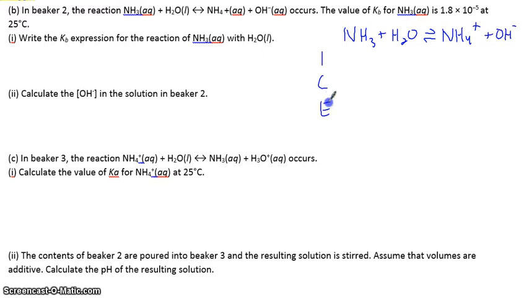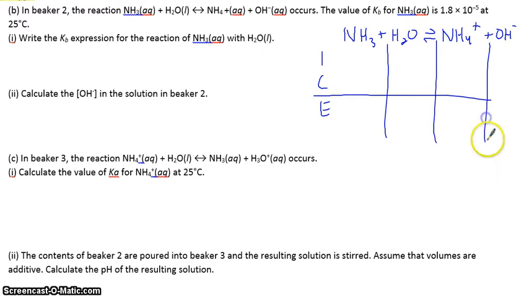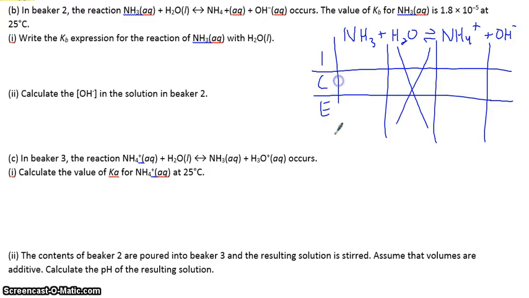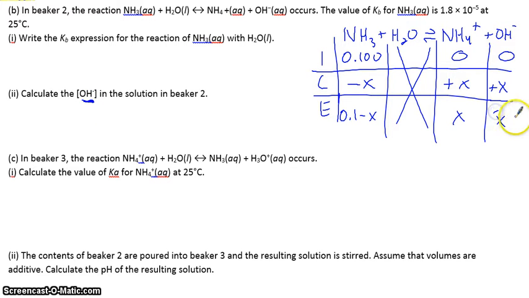Right, our ICE box tracks what happens as we get to equilibrium. Remember, water, we don't really care about water as much. We begin, according to the 3 beakers above, at 0.100. These are zeros to begin with. So we have to subtract x here, add x. We end up with x, and 0.1 minus x for this concentration. And now we have to solve for the x, essentially. They want the hydroxide ion concentration, which notice is just the x here.